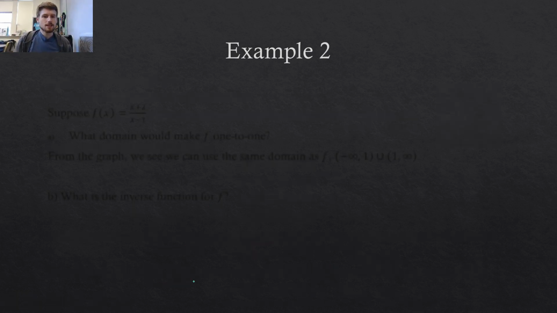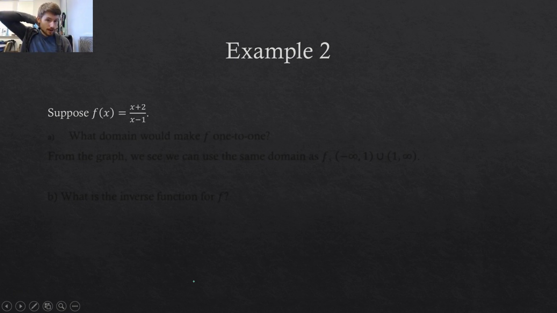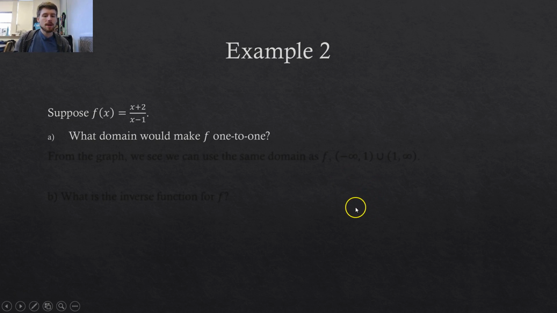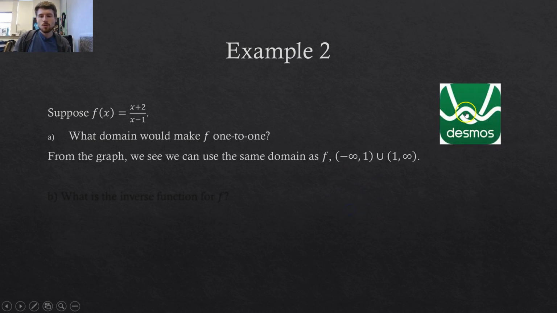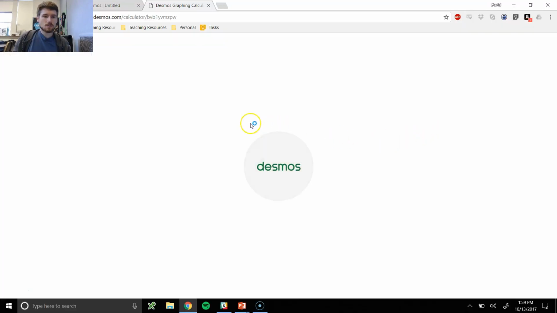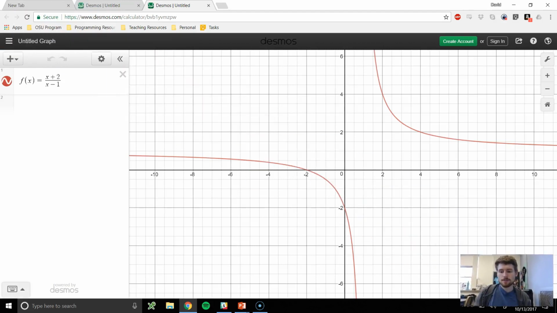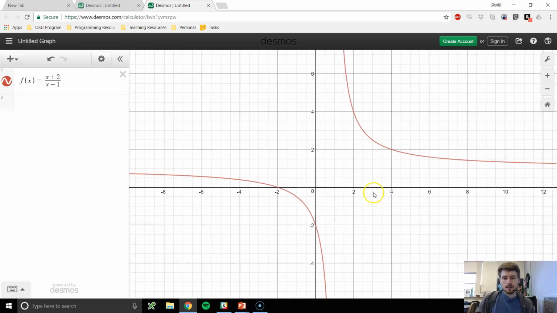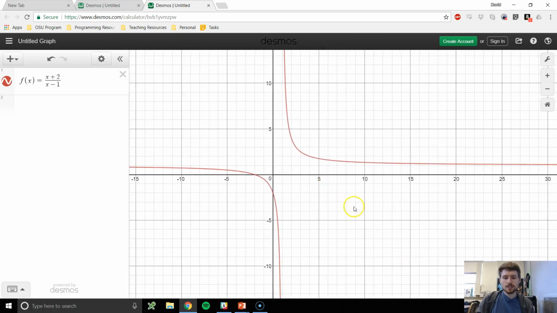Okay, let's look at another example that's a little bit more algebra heavy. So we're going to have a rational function here, x plus 2 over x minus 1, which again is a function that just says add 2 to x, take away 1 from x, and then divide those two results, and that's your answer. Let's look at what domain would make this function one-to-one. So we'll graph it, and we can observe from the graph if it passes the horizontal line test or not.